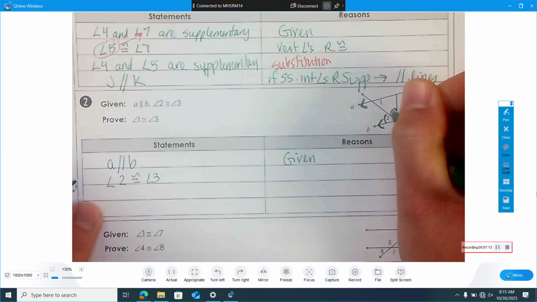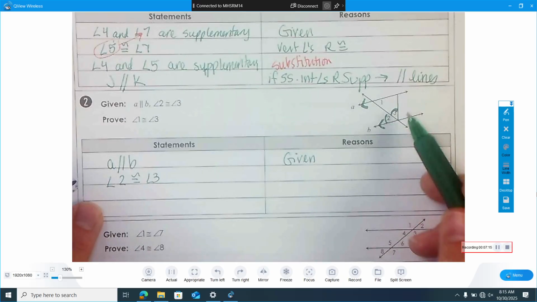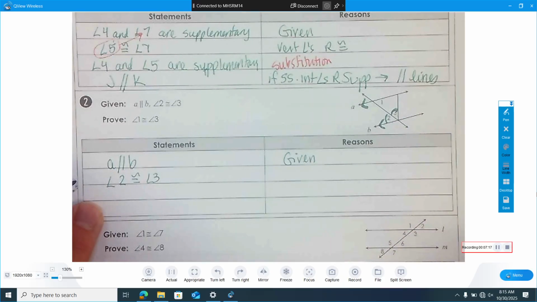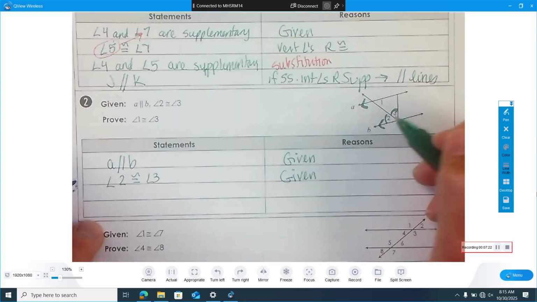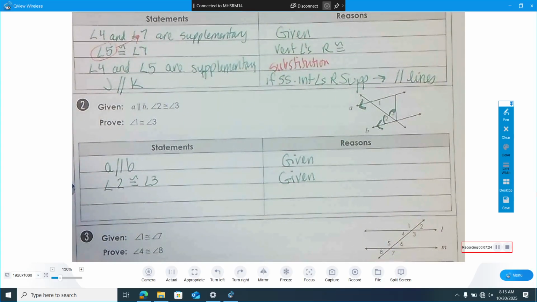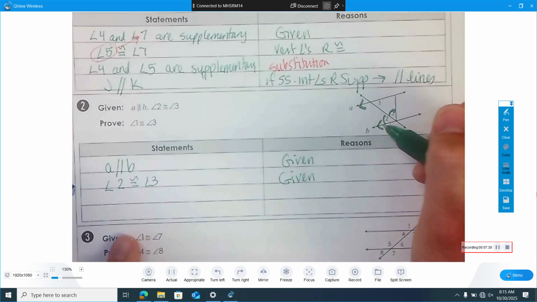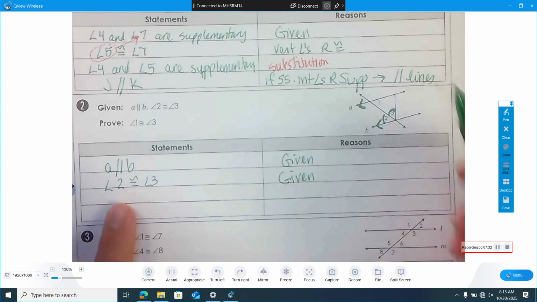Are angle 2 and angle 3 any kind of special name angles, or are they just extra information? Yeah, it's just extra information. There's no special names for those. They are adjacent, I guess you could call them, but not like corresponding or anything like that. Okay, so now I know that 2 and 3 are congruent, but I do have parallel lines.